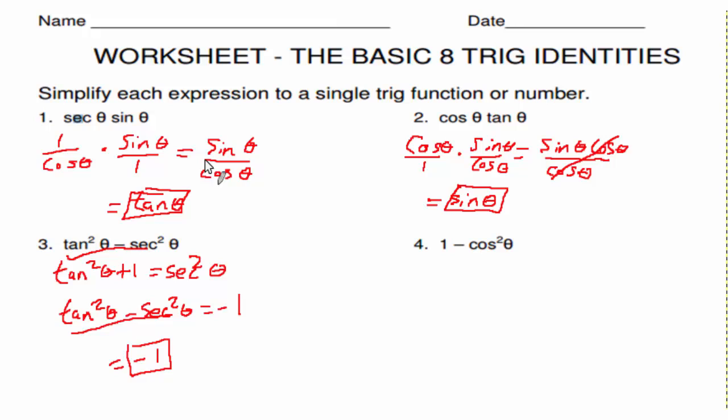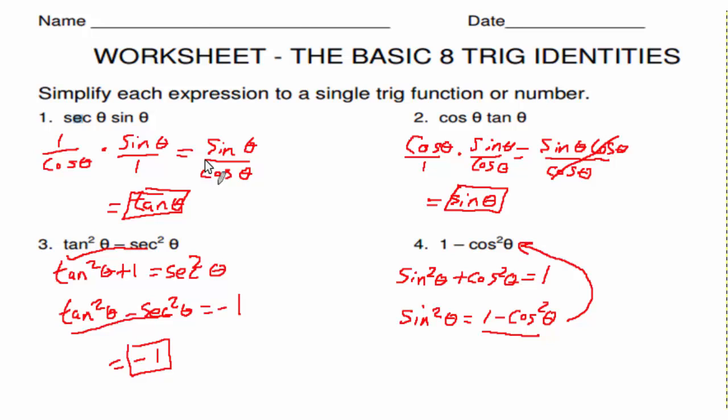Alright. Number 4 is very similar. We got 1 minus cosine squared. That's another Pythagorean identity we looked at, the first one. This is very important that you understand that sine squared theta plus cosine squared theta is in fact equal to 1. So if I rearrange this by subtracting cosine squared theta from both sides, what I end up getting is that sine squared theta is in fact equal to 1 minus cosine squared theta. And what I see from that is that this is the same thing as what I have up here. So the answer is simply going to equal sine squared theta. It's the same thing. So that is the answer for this.